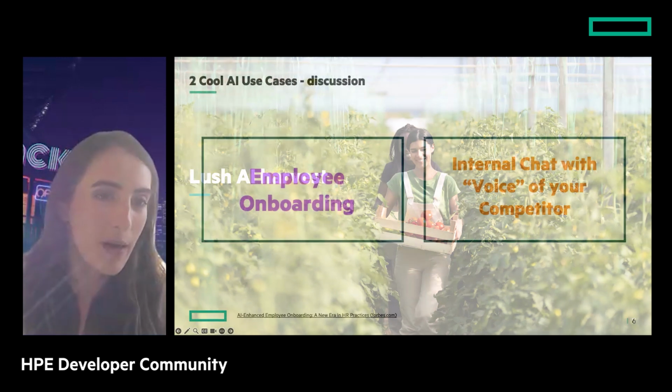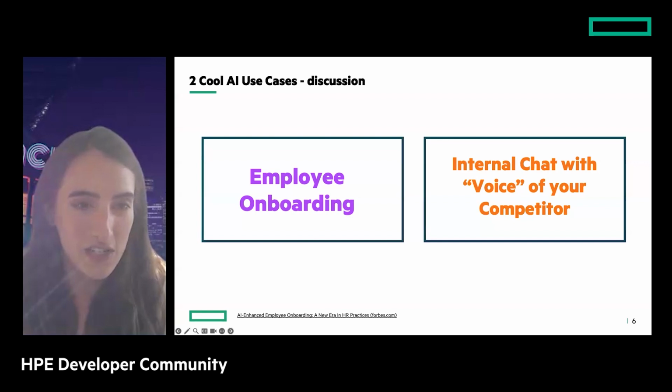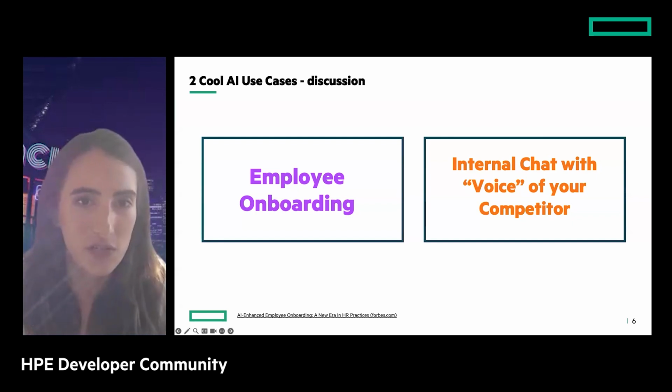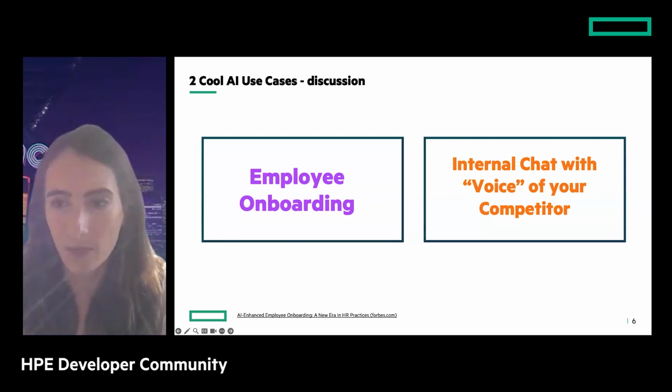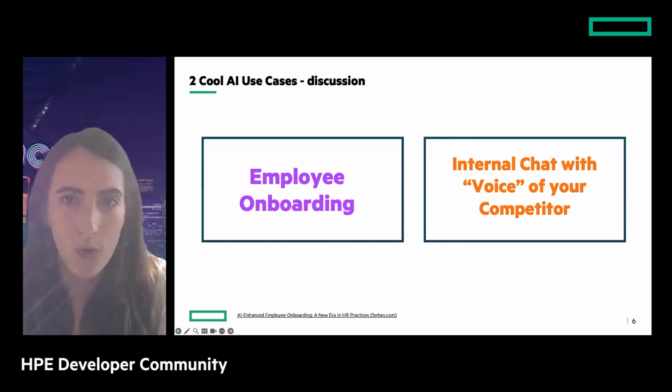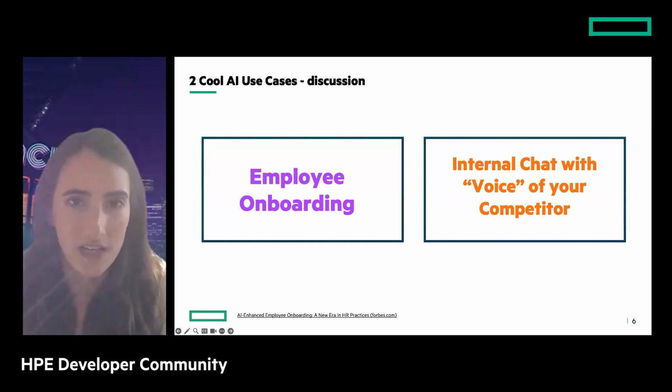So we came up with these two use cases to talk through. And so when you're thinking about the use case that you have, think about some of the qualities and the structure, and really analyze what this use case is about. And we're going to go through these two together. So employee onboarding and internal chat with voice of your competitor. So let's start on this employee onboarding. And Hayden, I think you brought this one to the table. If you can kick us off with, what is this use case? Who is it affecting? And what kind of qualities do you see surrounding this with how to get started?